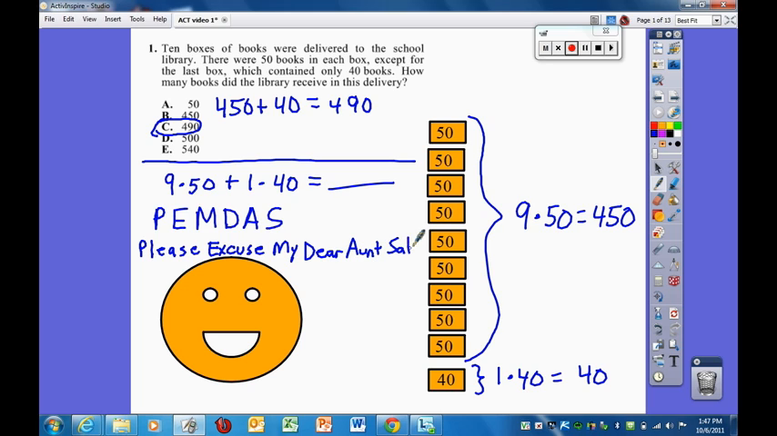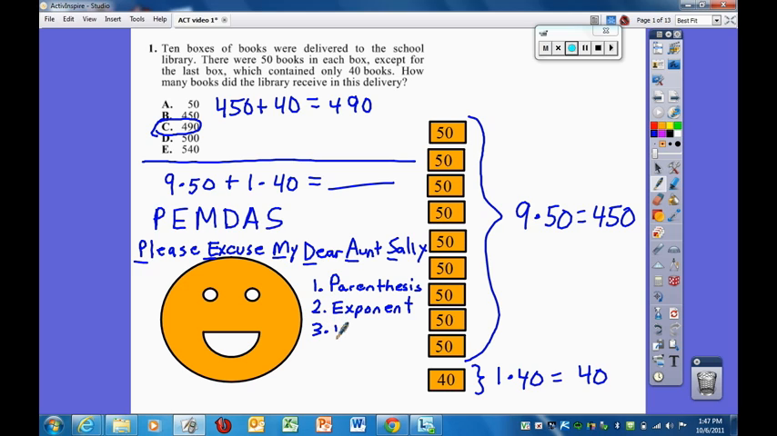Now you can come up with whatever way you want to remember the P, the E, the M, the D, the A, and the S, which obviously stand for the order of operations. First we look at parentheses, and any groupings that have parentheses around them, we deal with what is inside of the parentheses. Secondly, we deal with anything that has an exponent. We go ahead and calculate whatever needs to be done with the exponents.